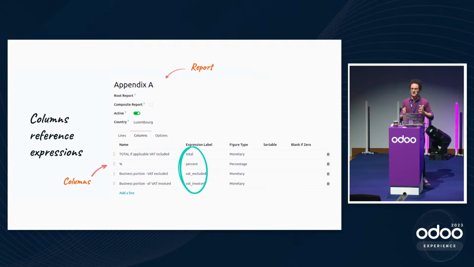So you're just telling it, okay, my column A will take all the expressions with the label, I don't know, total here, for example. It will look on every line at the expressions that are defined on this line, take the expression called total, evaluate it, and render the value in the right place in the column. So that's basically how this works.